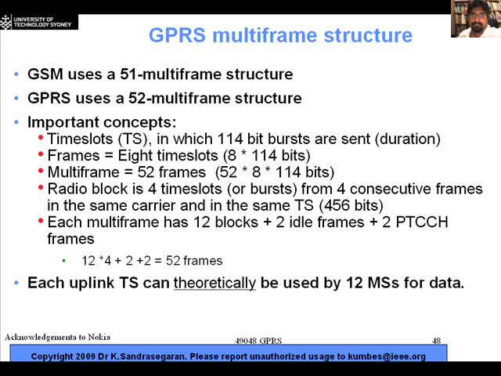Now, theoretically, we can have up to 12 mobile subscribers that can transmit on one PDCH, on one packet data channel. But practically, it's only 8, because they used a 3-bit field for something called USF. And because of the 3-bit field specification, they could have up to a maximum of 2 to the power 3, which is 8 users. So although theoretically 12 mobile stations can transmit on one packet data channel, practically only 8 can do that.